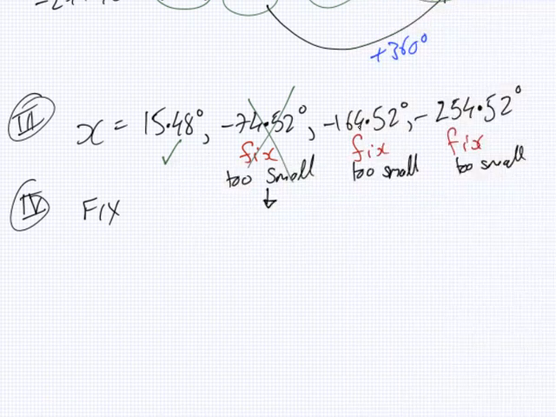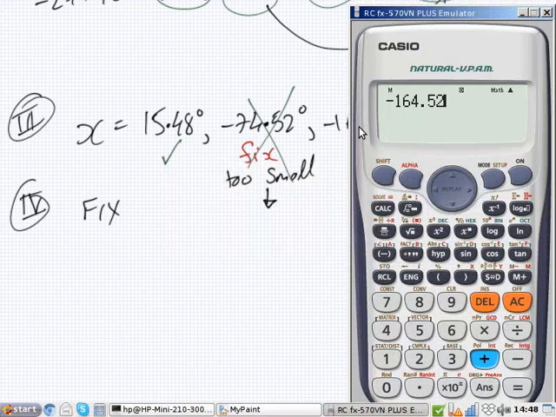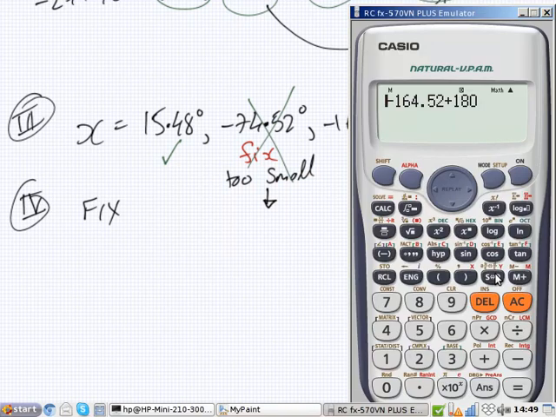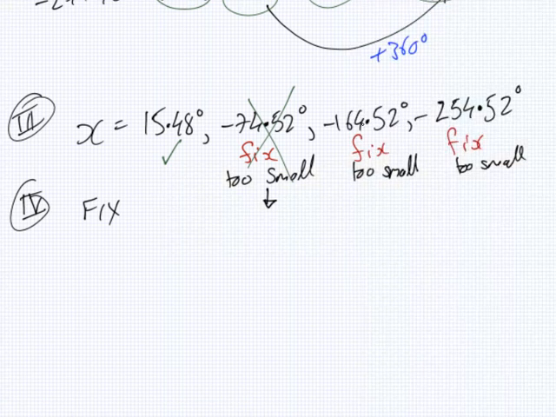What are you talking about? Minus 164.52 plus 180. That's 180, no? 360. Plus 3... Oh, dang. Too big. Okay, no good.